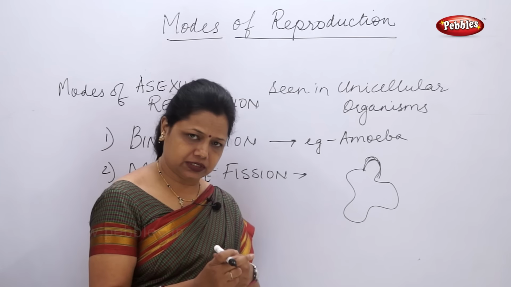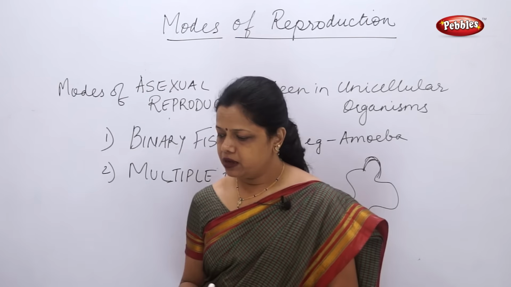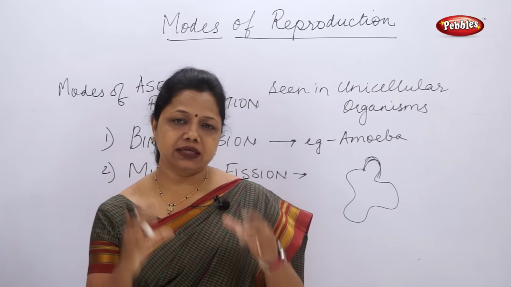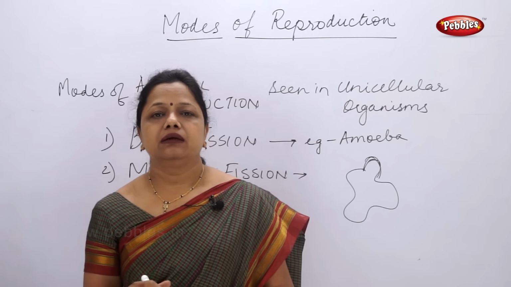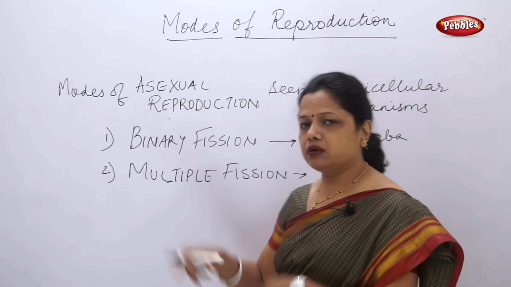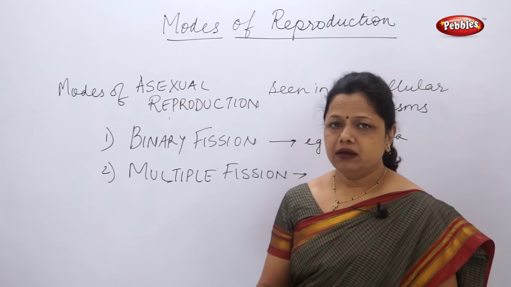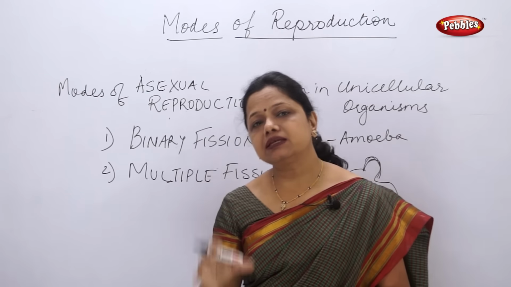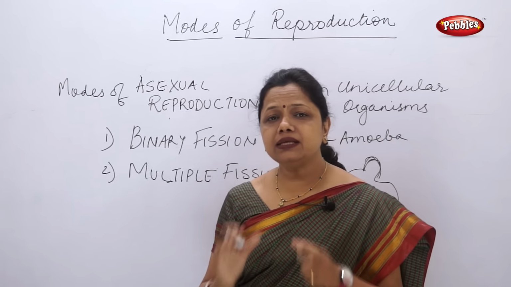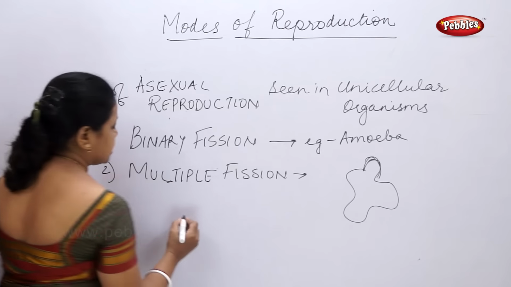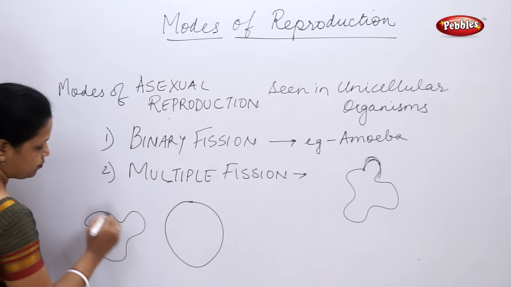Pseudopodia retracts, first case. Secondly, it forms a cyst around it, a hard covering around it. Why is it happening? Because the cyst is protecting the amoeba inside. Now what is happening inside? Inside, this fission goes on. Fission means breakage, or breakage means it is continuously dividing. When the amoeba inside the cyst goes on dividing, a number of amoebas are formed, and these amoebas stay inside the cyst part.